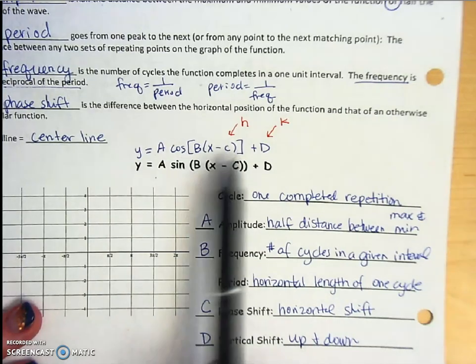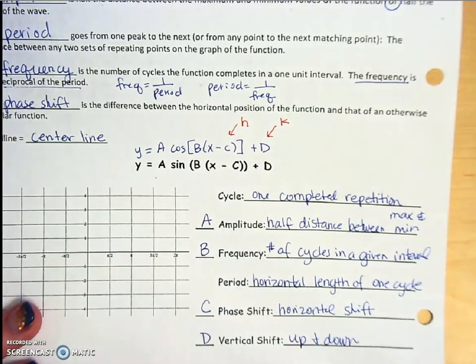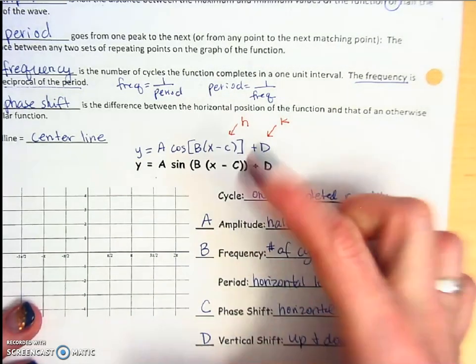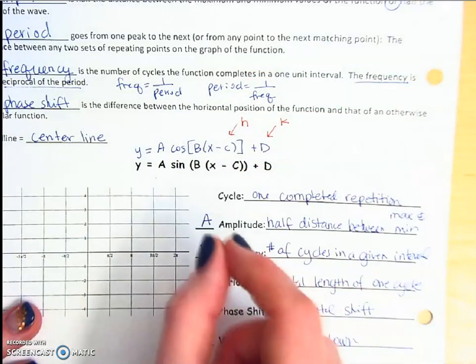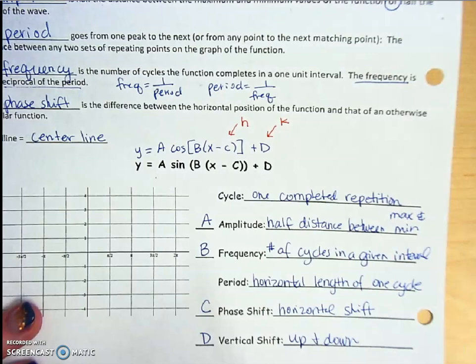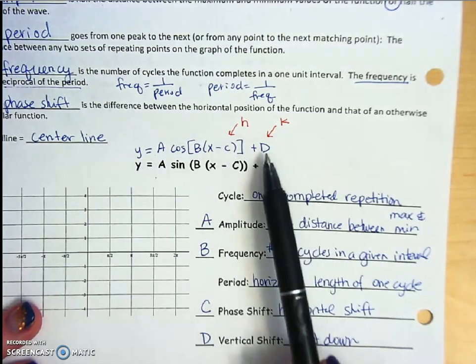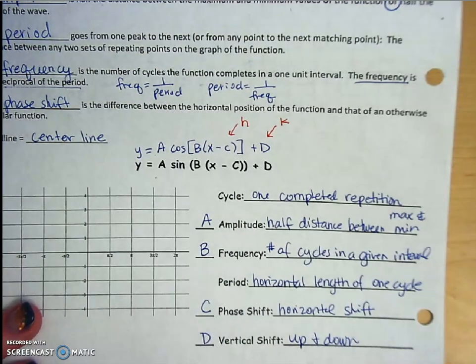And this works just like our A, B, H, K values did in our previous parent functions. A is going to vertically stretch or compress your graph. B is going to stretch or compress it horizontally. C is going to shift it left or right. And then D is going to shift it up or down. And we'll work more with that in our next couple of lessons.